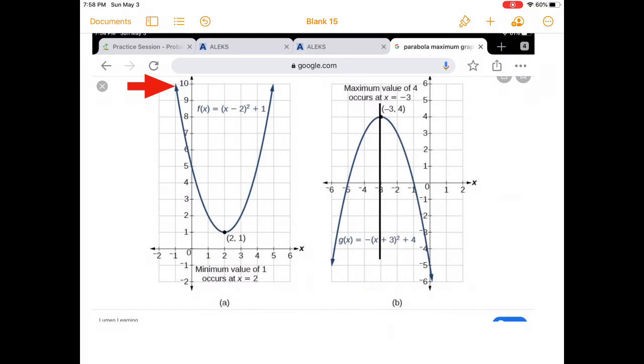I don't know if it's going to let me. That's not bad right there. All right, so now it might make it a little bit easier for us to see what's going on here. So here's our axis of symmetry.